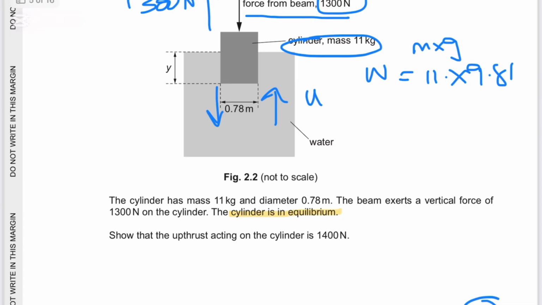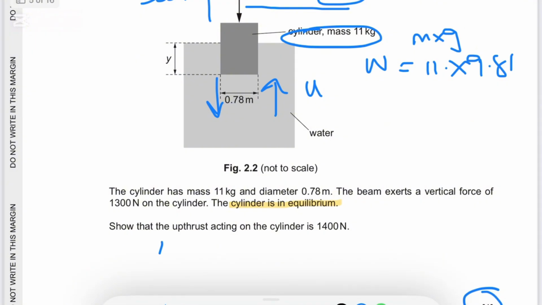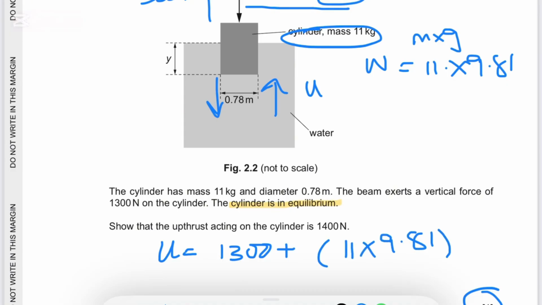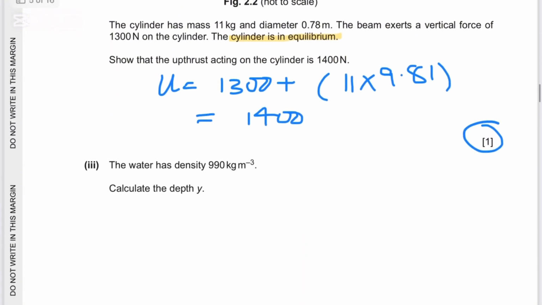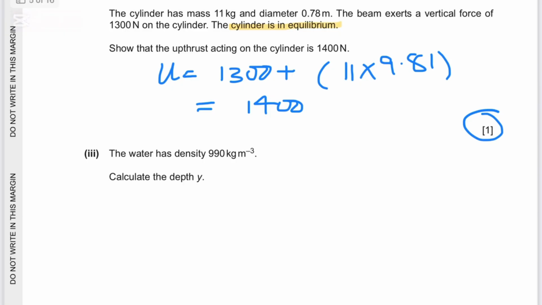So that's the relationship you'll use to find upthrust. The total forces acting upwards must be equal to the sum of the forces acting downwards, which is the force from the beam as well as the weight of the cylinder, which is how it turns out to 1400 newtons. The water has a density of 990 kilograms per meter cube. Calculate depth y.